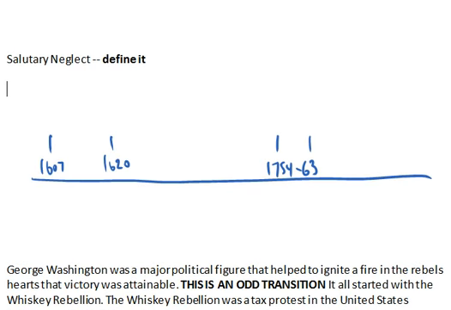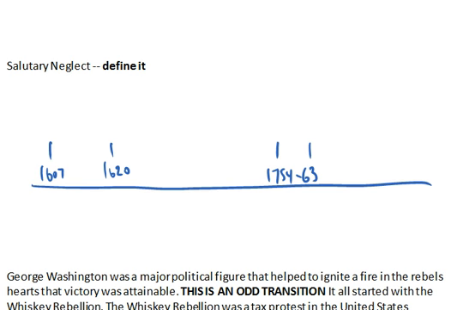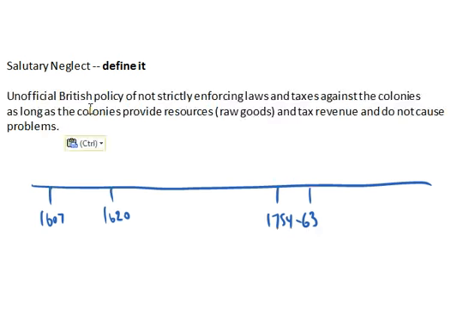So let's do salutary neglect here for a second. The first thing you would do is define it. So we've talked about this a bunch before. It's the unofficial British policy of not strictly enforcing laws and taxes against the colonies. And don't just leave it there, like not say ignore the colonies. This is key here. As long as the colonies provide resources and some tax revenue and don't cause any problems.